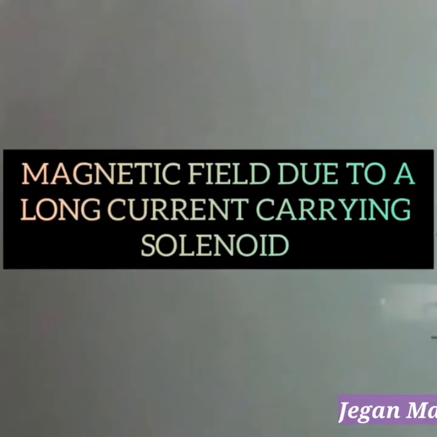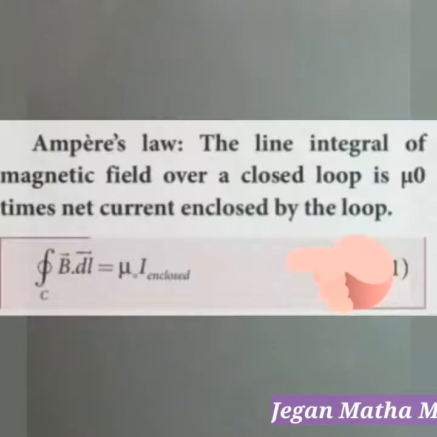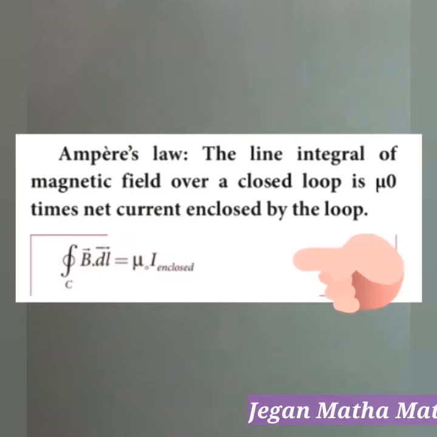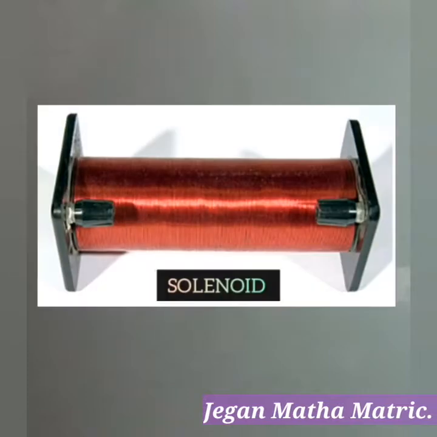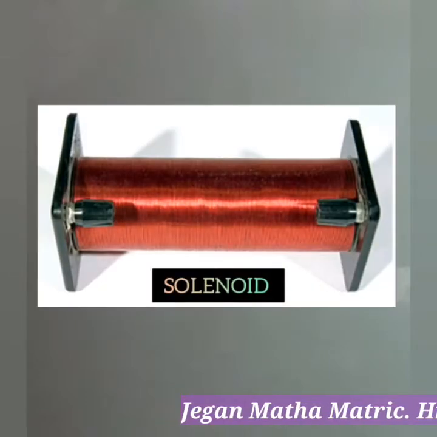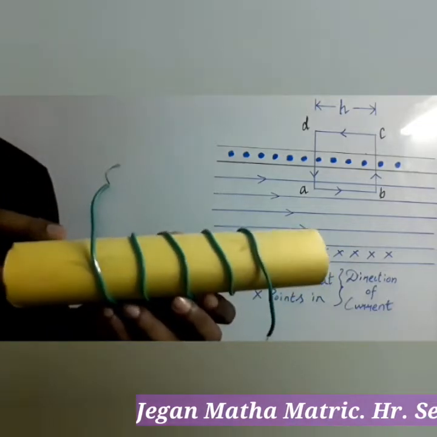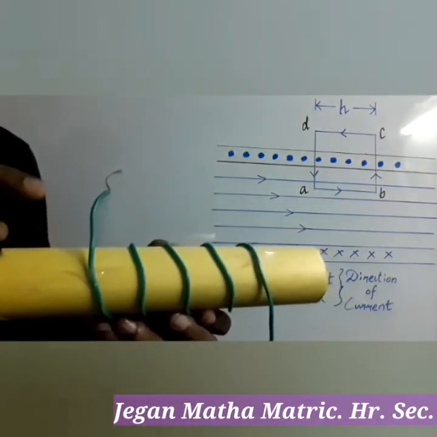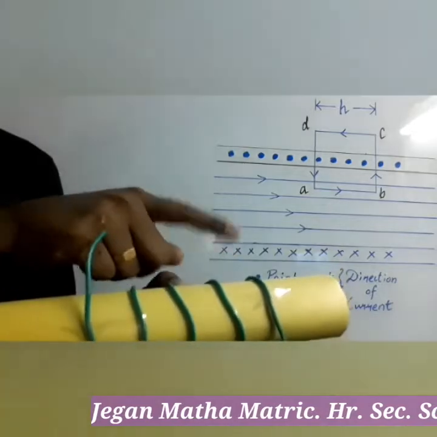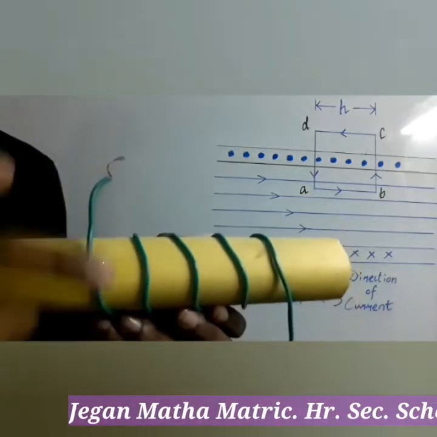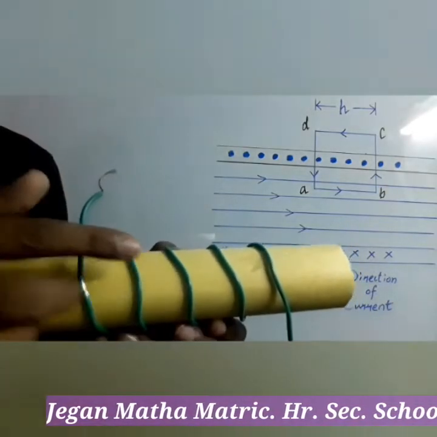Hi students, today we are going to discuss the magnetic field due to a long current carrying solenoid. To understand this topic, we need two basic concepts. The first one is Ampere's circuital law and the other one is solenoids. A solenoid is a long coil of wire closely wound in the form of a helix, as shown here.